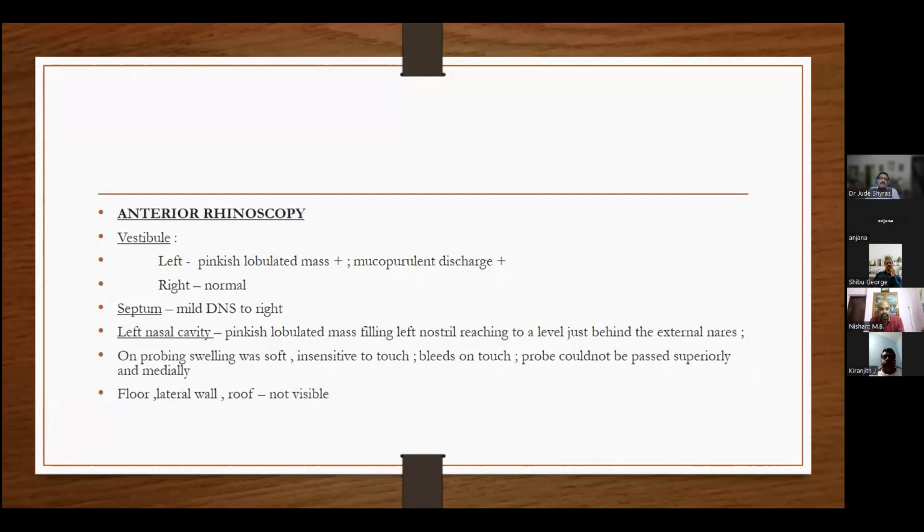Continue. Left nasal cavity. There was a pinkish lobulated mass filling the left nostril, reaching to a level just behind the external nares. On probing, the swelling was soft, insensitive to touch, bleeds on touch, and probe cannot be passed superiorly and medially. Floor, lateral wall, and roof were not visible.